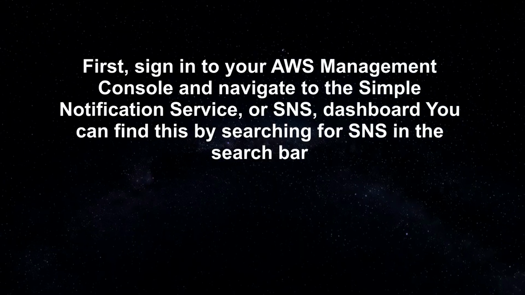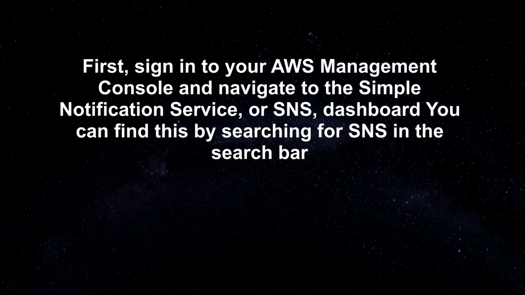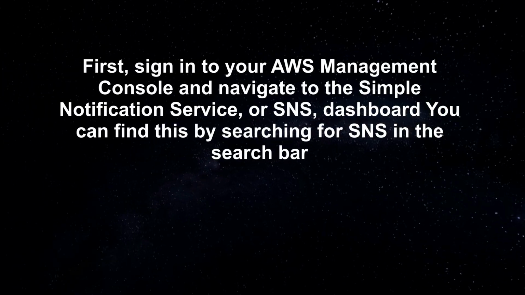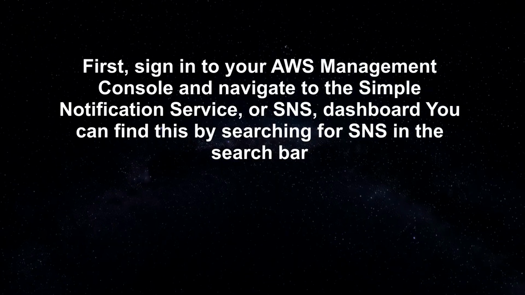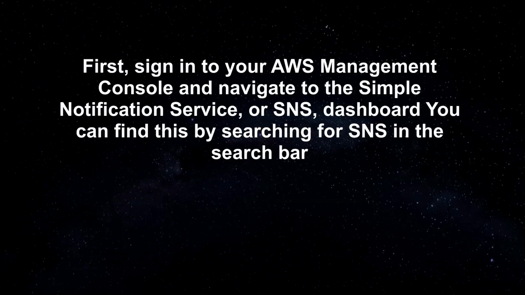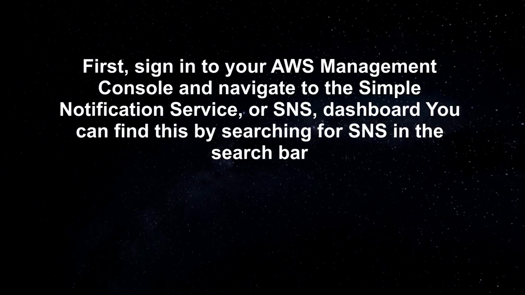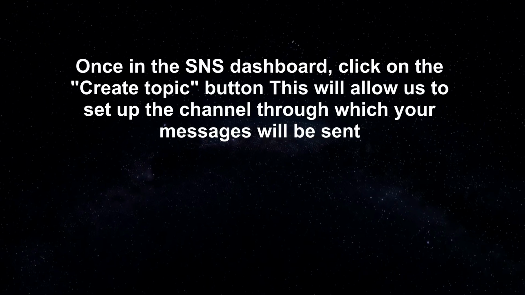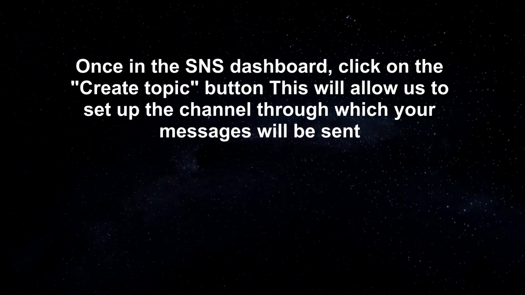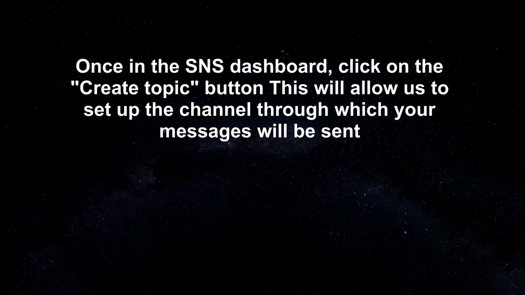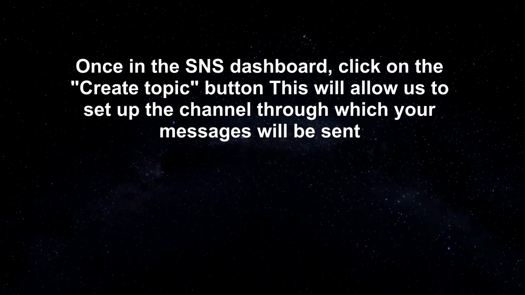First, sign in to your AWS Management Console and navigate to the Simple Notification Service, or SNS, dashboard. You can find this by searching for SNS in the search bar. Once in the SNS dashboard, click on the Create Topic button. This will allow us to set up the channel through which your messages will be sent.